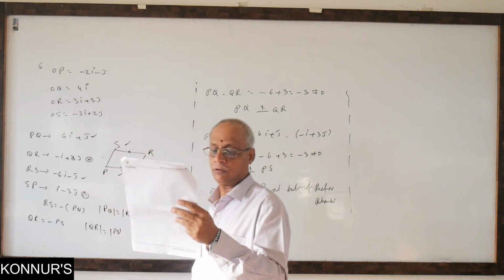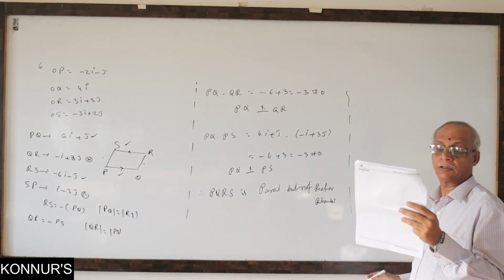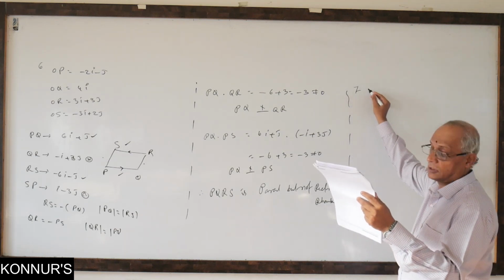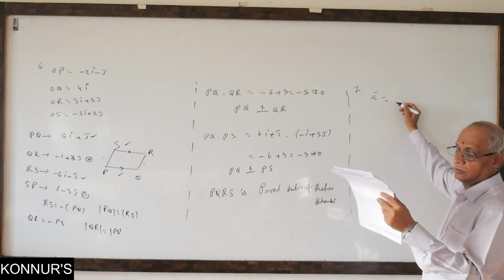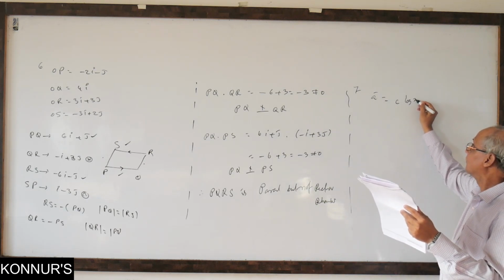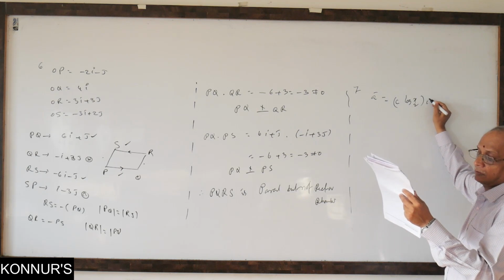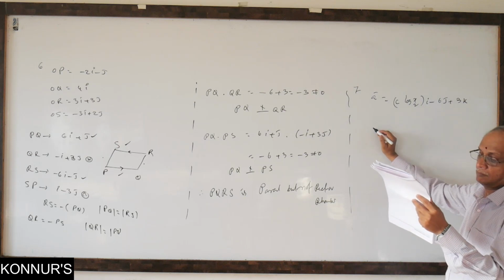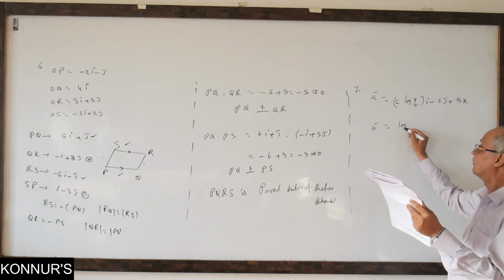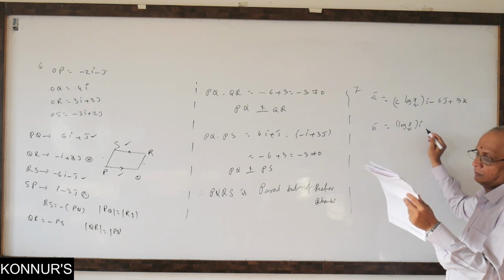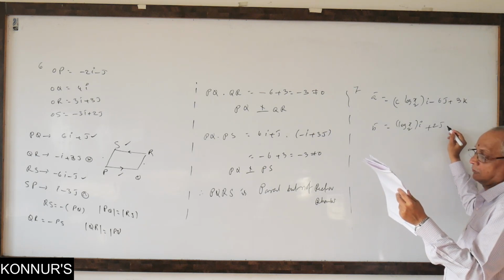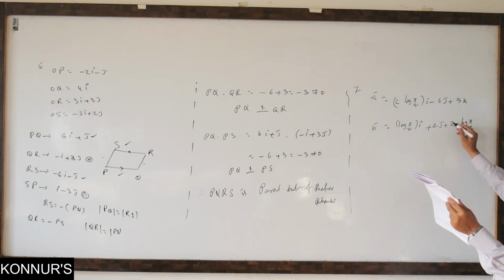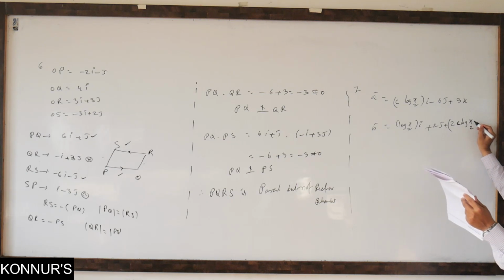Next, seventh. One vector is given, like the fifth problem model, the fourth problem model. What is the vector here? A bar is equal to c log x base 2 multiplied i minus 6j plus 3k. B bar is log x base 2 into i plus 2j plus 2c log x base 2, c is there here, into k.